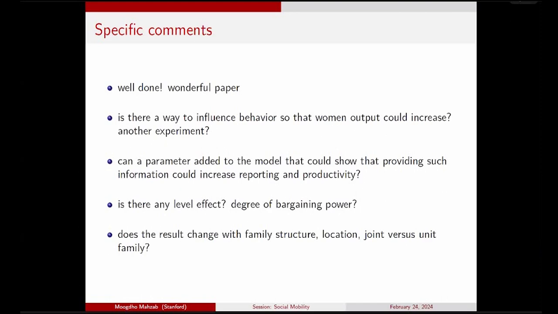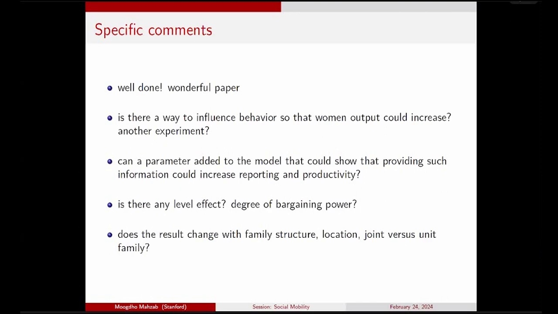Also, similarly, can a parameter be added to the model that could show that providing such information could increase reporting and productivity? So we don't need to do the experiment, but is there a way within the model to show that if this kind of information is received by women and men, whether their behavior actually changes, and that could have a potential positive impact on the productivity? So that could be very interesting, and that could have a very important policy implication as well.